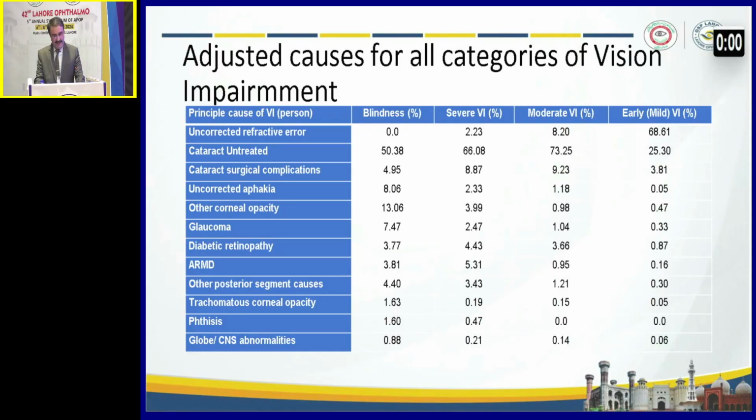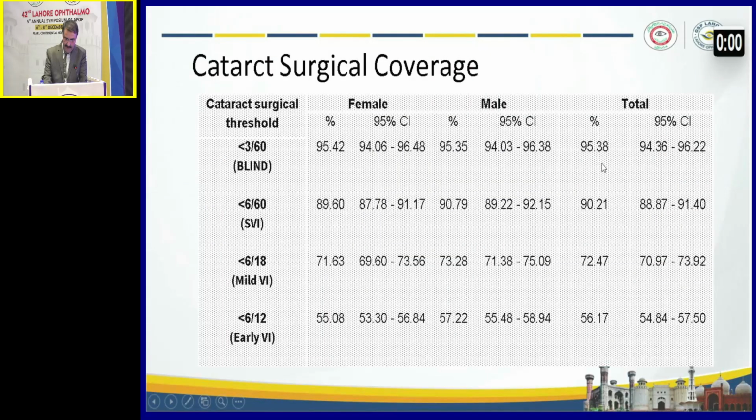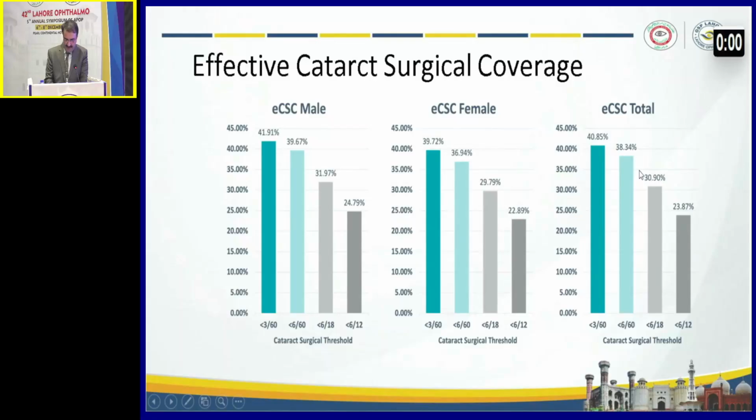Adjusted causes for all the categories of vision impairment, that is uncorrected refractive error, untreated cataract, cataract surgical complication, uncorrected aphakia, other corneal opacities, glaucoma, diabetic retinopathy, age-related macular degeneration, other posterior segment causes, trachomatous corneal opacities, phthisis bulbi, globe and CNS abnormalities. So this is the data which shows the confidence interval. This again represents the cataract surgical coverage with male and female adjustment, which also falls within this confidence interval which we have from our data analysis.